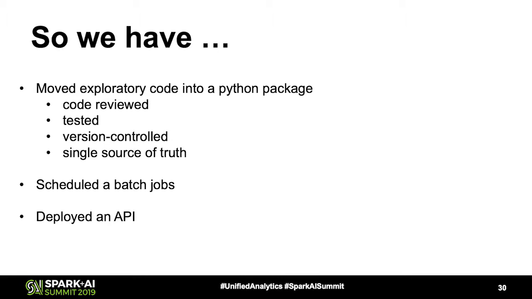So at this point, we've moved all of this exploratory code into a Python package. We have it code reviewed. We've tested stuff. We've got stuff in version control. There's a single source of truth for the code that's in production. We've scheduled a whole bunch of batch jobs, which is really awesome. We can do all of our scoring, all of our ETL, all of our training, anything that needs to happen on a big Spark cluster that's going to take a while and doesn't need to be immediately fresh, we can do there. And we can deploy an API.